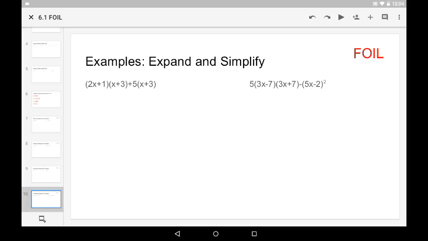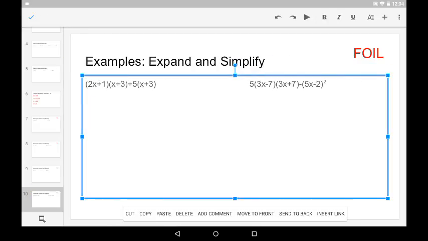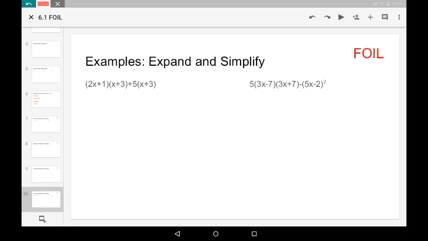Okay, here are the hardest examples that I'm going to go over in today's lesson. Here we have two binomials that we're multiplying, and here we have a constant times a binomial. We have to multiply all of this out, expand all this separately, and then simplify and combine it all together. So let's get started.